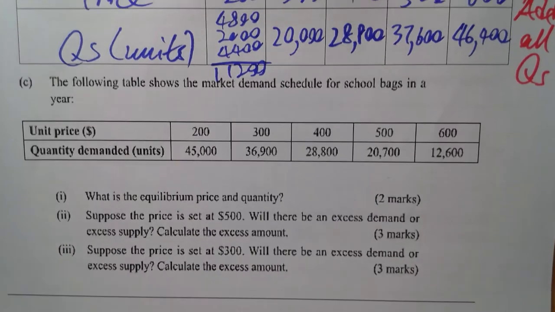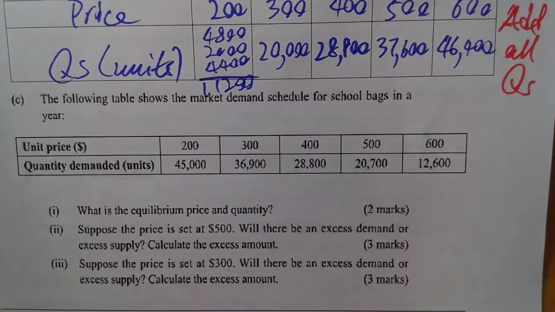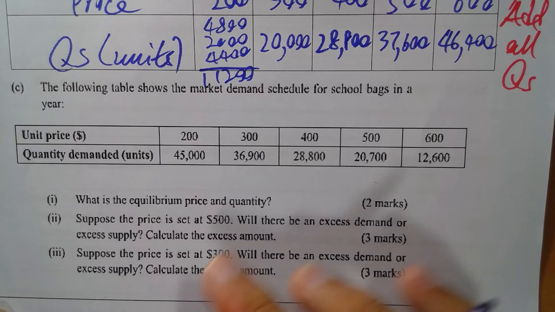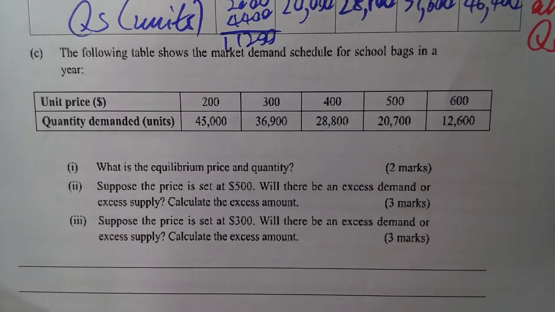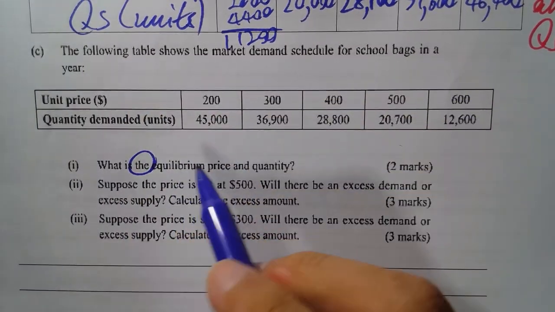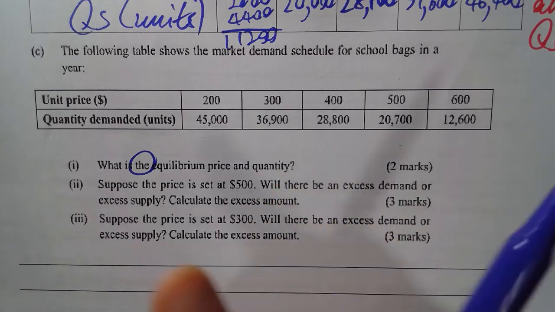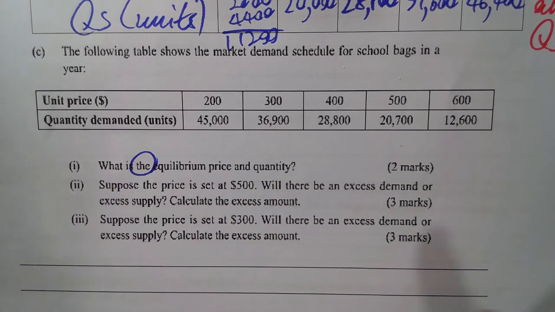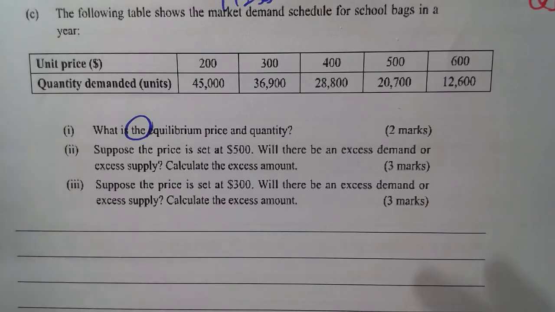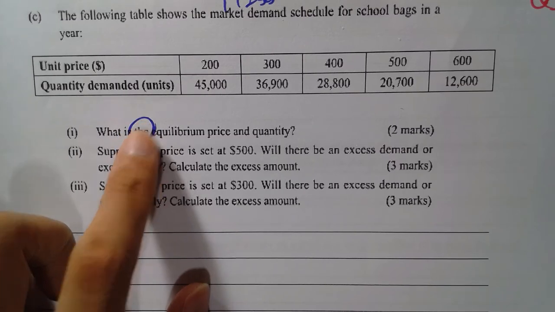Now, here the following table shows the market demand. Now, we need to know what is the equilibrium price and quantity in this situation. Now, please read the questions carefully. What is the equilibrium price and quantity? The question is not what is equilibrium price, what is equilibrium quantity, but what is the equilibrium price and quantity? Some of you copied the definition of equilibrium price and quantity. Some of you copy the definition of equilibrium. Okay, you miss out the words the equilibrium price and quantity.